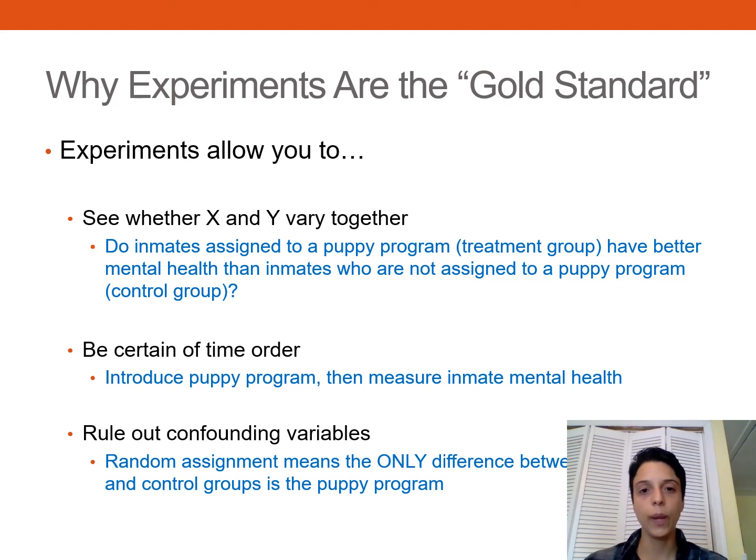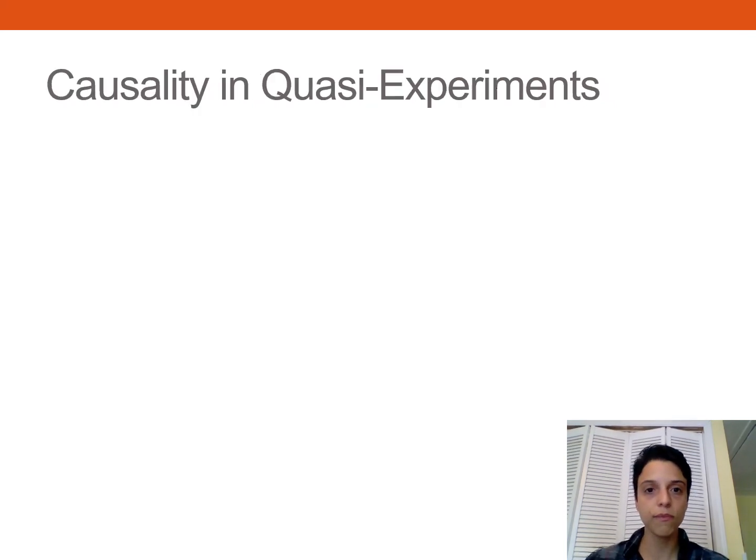So because of that, we can see whether there's a relationship between being in the puppy program and having better mental health. We can be certain of the time order because we know when the puppy program happened and we know when we're looking at mental health. And finally, we can be sure that there is no other variable that's causing members of our treatment and control groups to be different from each other than having been enrolled in our puppy program. So if you want to establish causation, you need an experiment. But let's look at our other options as well.